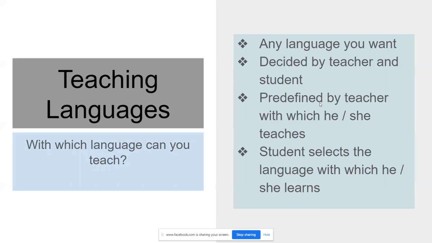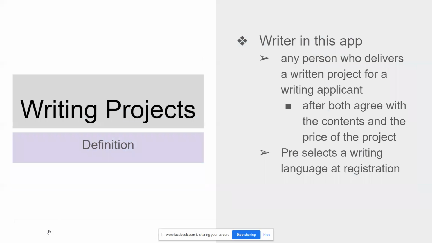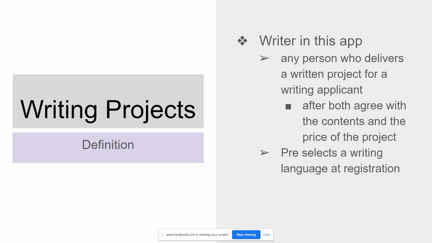The language is predefined by the teacher. The teacher will post himself saying, I teach in English, I teach in Amharic, like that. The student selects the language he wants when he books the class session. Right? So the previous parts are the tutorial section. The next part is the writing section.